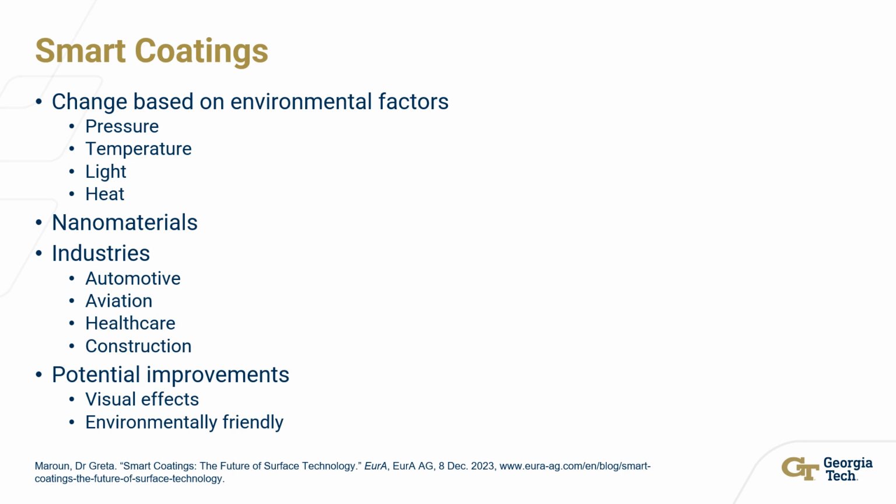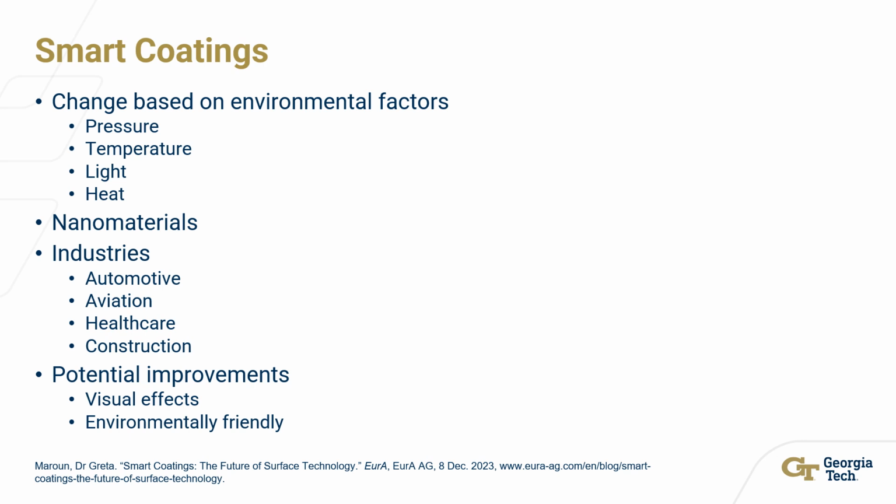Smart coatings are a new technology being used in the field of surface treatment. These coatings are unique in that their effects change based on external environmental factors. These factors include pressure, temperature, light, and heat. Nanomaterials are also being implemented into smart coatings to provide even more benefits. These nanomaterials can affect the properties of a material, such as corrosion resistance and increased hardness.